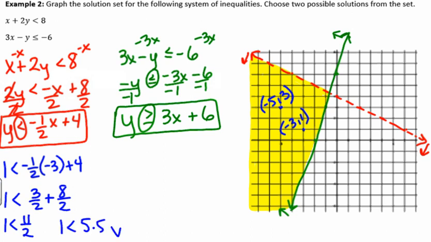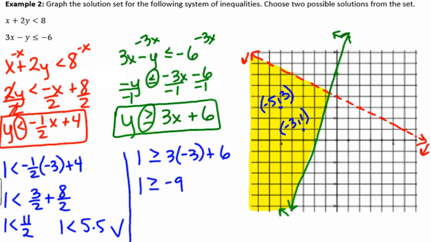Yes, 1 is less than 5.5. And last check, 1 needs to be greater than or equal to 3 times -3 plus 6. Is 1 greater than or equal to -9 plus 6, which is -3? Yes, 1 is greater than or equal to -3. So identify your overlapped shaded region and pick any points if it asks you for any possible solutions. Those points just need to satisfy that shaded region and you need to pick them from there.